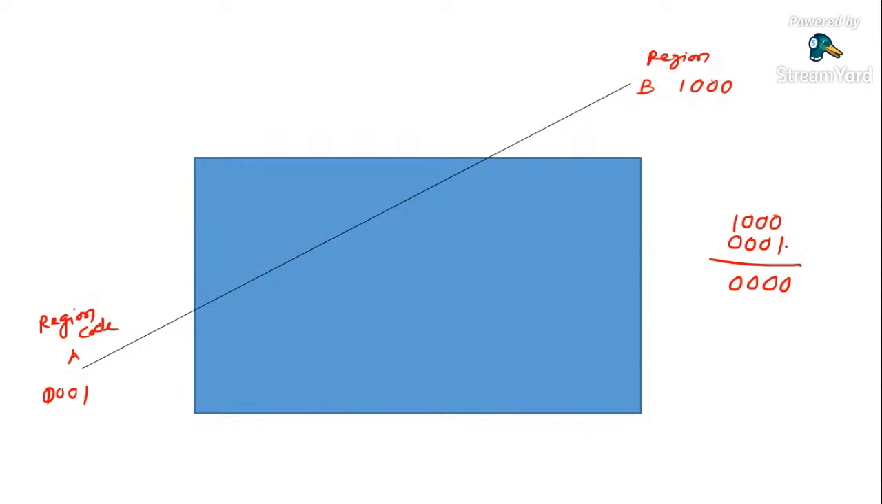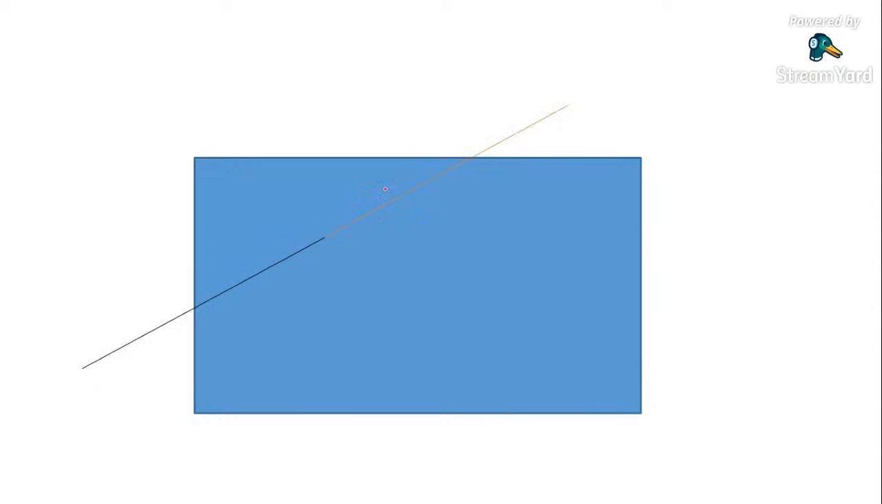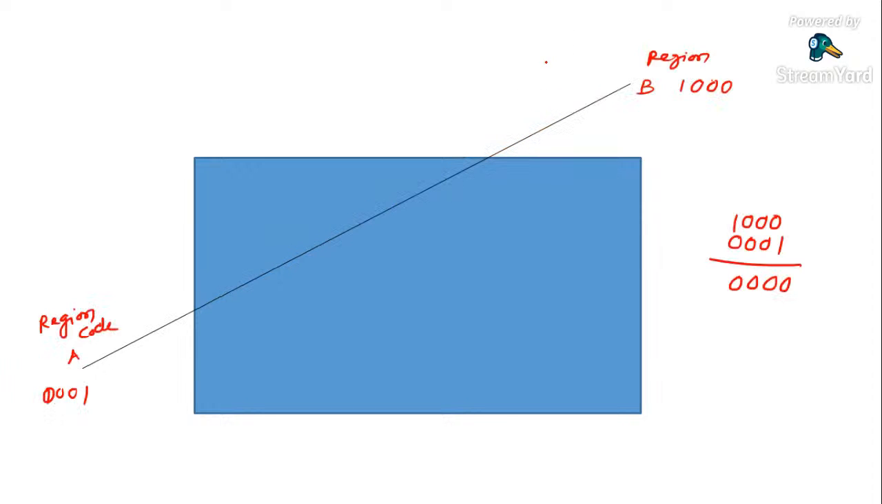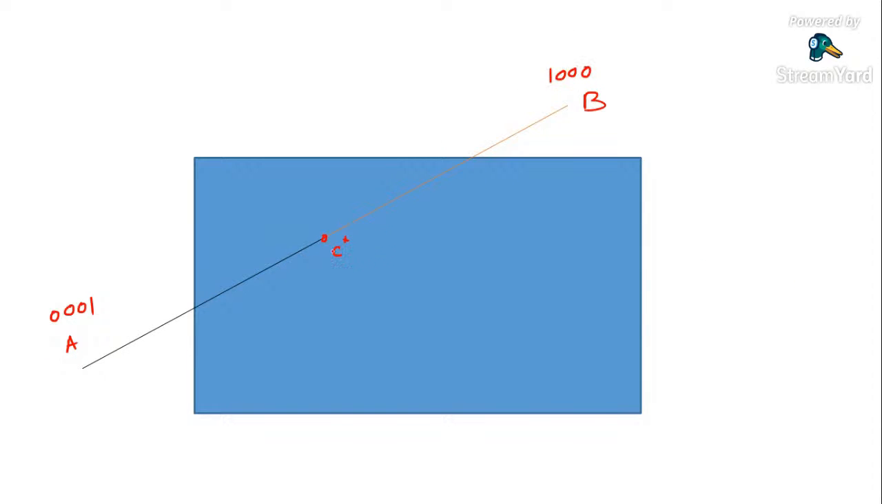The AND is 0000. It means that the line is somewhere clipped. Now, in the midpoint subdivision algorithm, divide the line into 2 equal parts. The line AB is divided at this location. Suppose this point is C. Now there are 2 line segments, AC and CB. The region code for A is already available, that is 0001, and for B it is 1000. Now find the code for C, you will get 0000. Those region codes you have to find by using the formula that I discussed earlier.